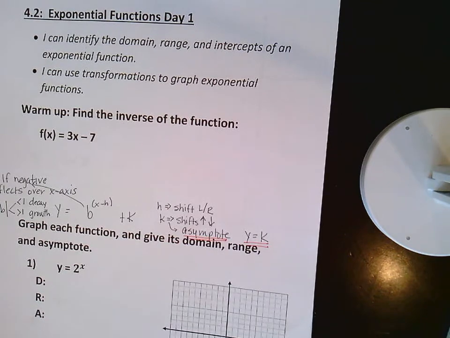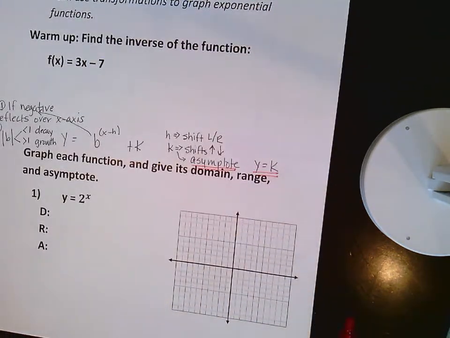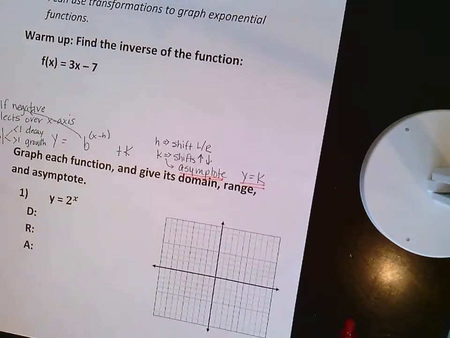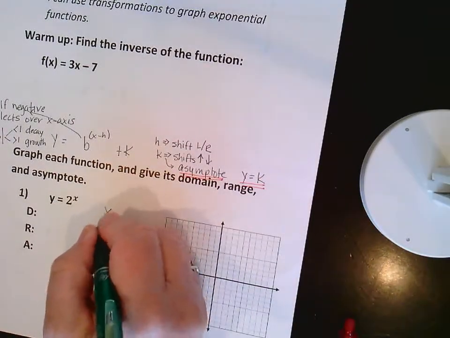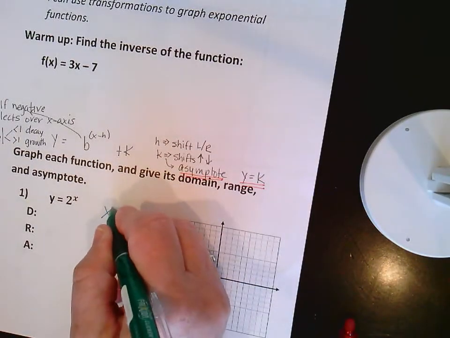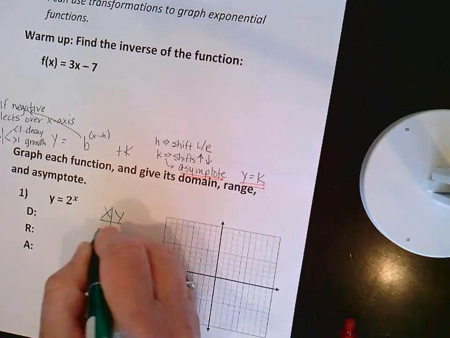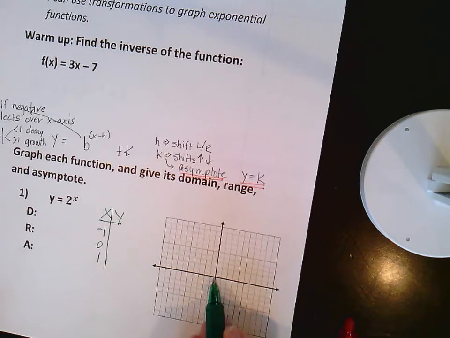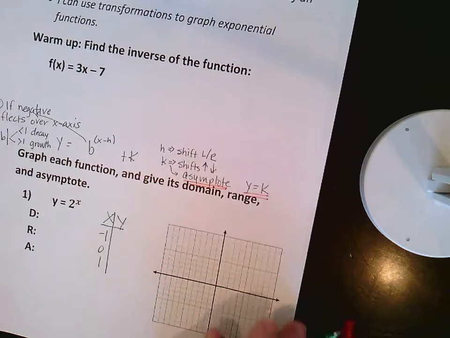All right, so if we look at the first one, y equals 2 to the x. First thing we're going to do is do a table. And my table is x and y. As a general rule, you're just going to use -1, 0, and 1. The -1 gives you a value to the left of the axis, the 0 will get you your y-intercept, and then the 1 will tell you on the right of the axis, and that gives you enough information to see the general curve of it.